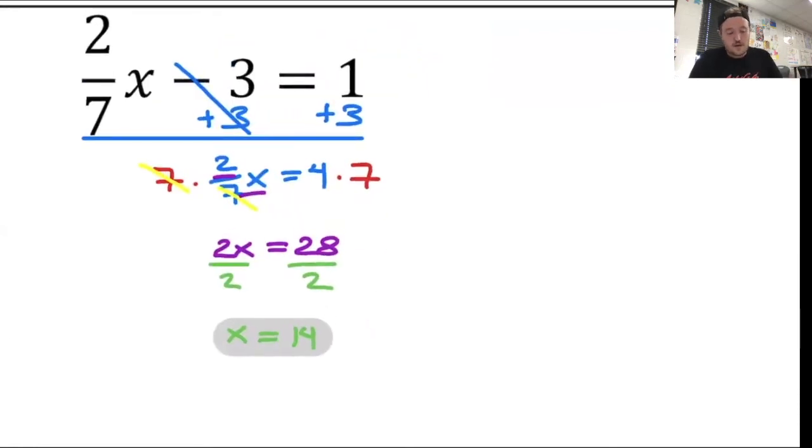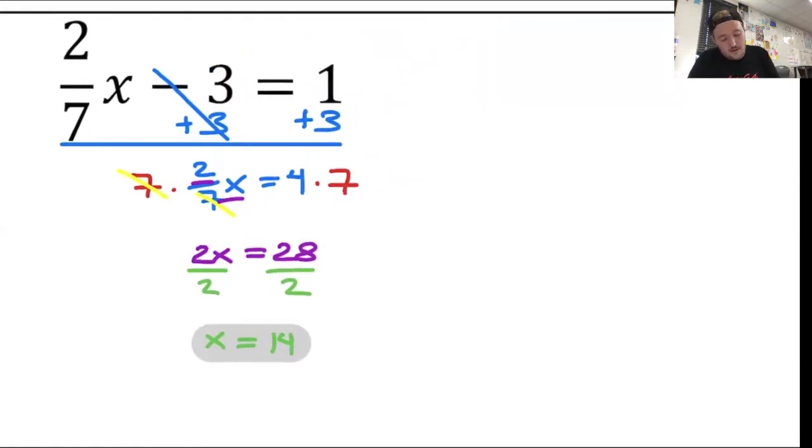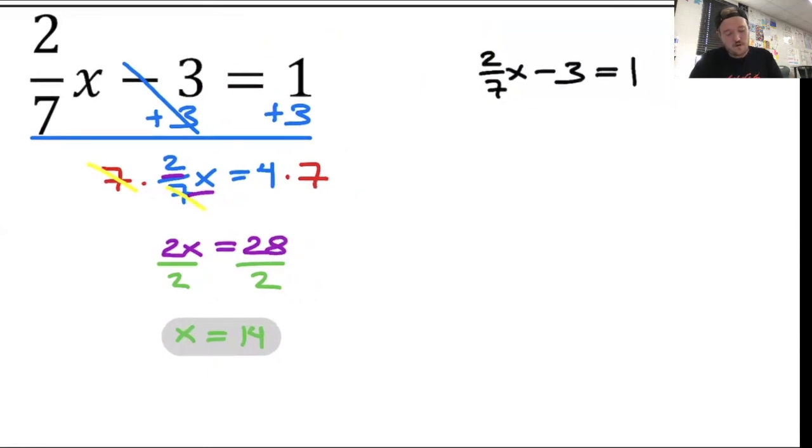Okay, so once again, I'm going to do this problem again and show you how to do it in 1 step if you'd like. It's really all the same. So add 3 first, same thing here. Those zero out, so you have 2/7 x equals 4.